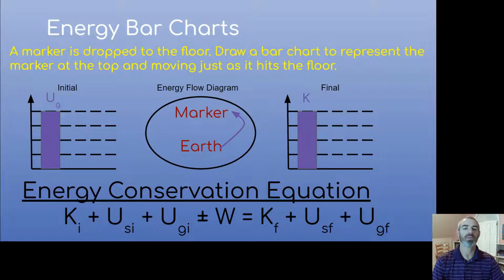Then we write our conservation of energy equation. And then we're going to cancel out the mechanical energies we did not use. So we didn't use the kinetic or spring energy in the initial, or spring energy or gravitational in the final.